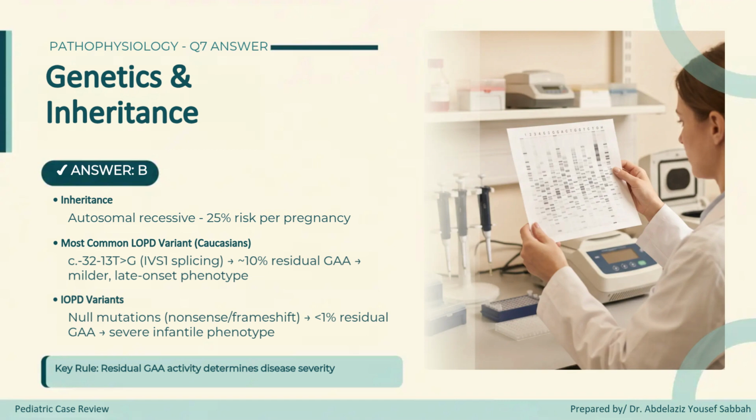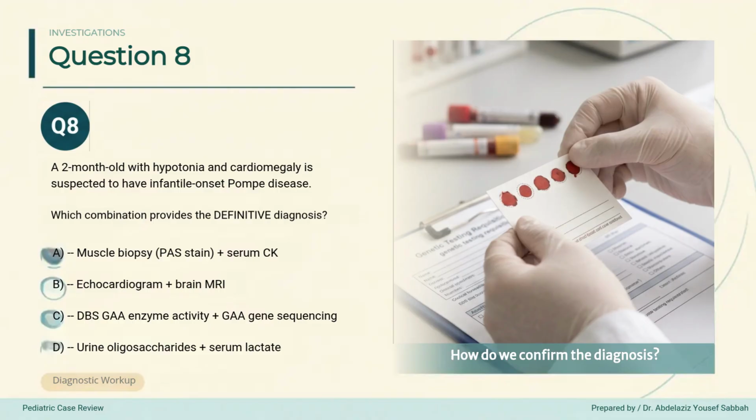In contrast, infantile onset disease is typically caused by null mutations, such as nonsense or frameshift mutations, which leave less than 1% residual activity and cause the severe infantile phenotype. The key rule is that residual enzyme activity determines disease severity. Question 8. A 2-month-old with hypotonia and cardiomegaly is suspected to have infantile onset Pompe disease. Which combination provides the definitive diagnosis?